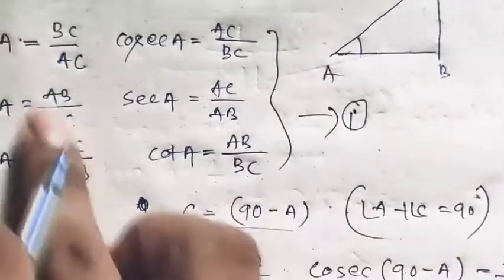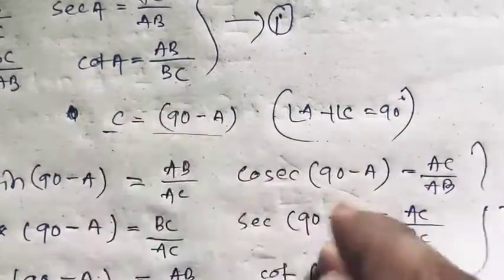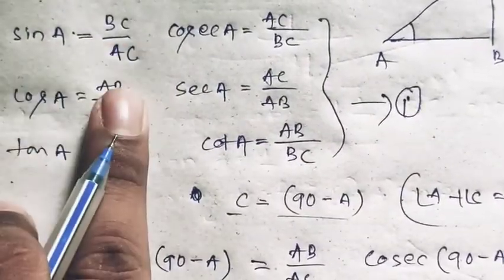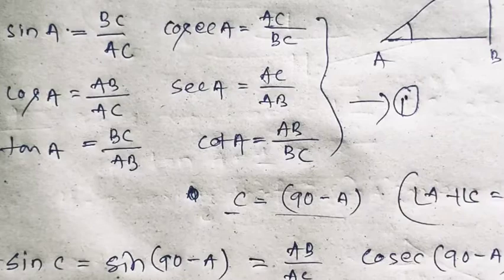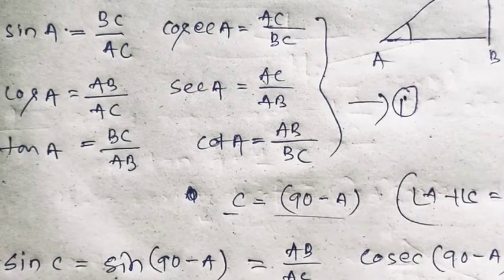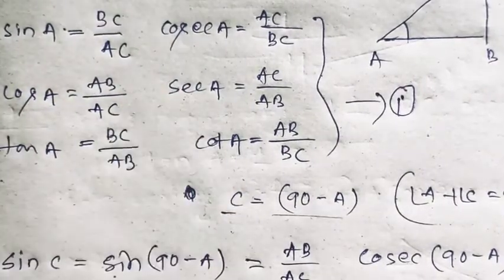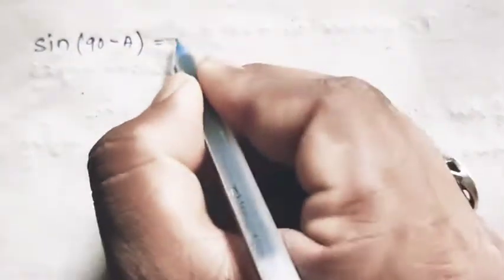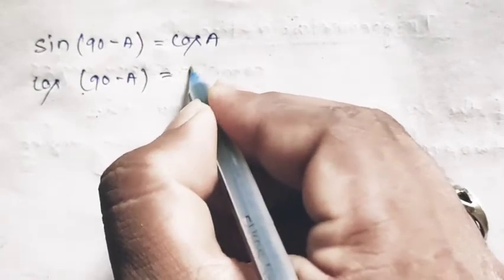And this previous set of six is equation 2. Comparing both the quantities, here sin A is equal to BC by AC, right? But here BC by AC is equal to cos 90 minus A. So I can write cos 90 minus A is equal to sin A. Considering these two equations, I can write sin 90 minus A is equal to cos A, and cos 90 minus A is equal to sin A.